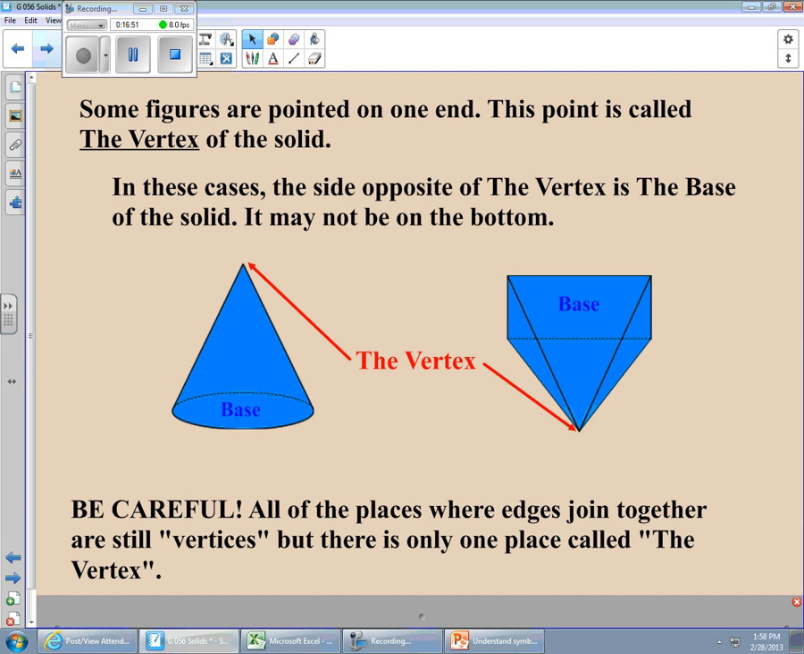So be careful. All the places where edges join together are still vertices, but there's only one place called the vertex. So if you think about this figure over here on the right, it's very possible that a question might ask you about how many vertices it has. Don't get yourself confused. There are 1, 2, 3, 4, 5 vertices in that guy. But if a question referred to the location of the vertex, that's a different issue. That's where we'd pick on this guy down here at the bottom. So just be careful, pay close attention to the language, and you shouldn't have much of a problem.